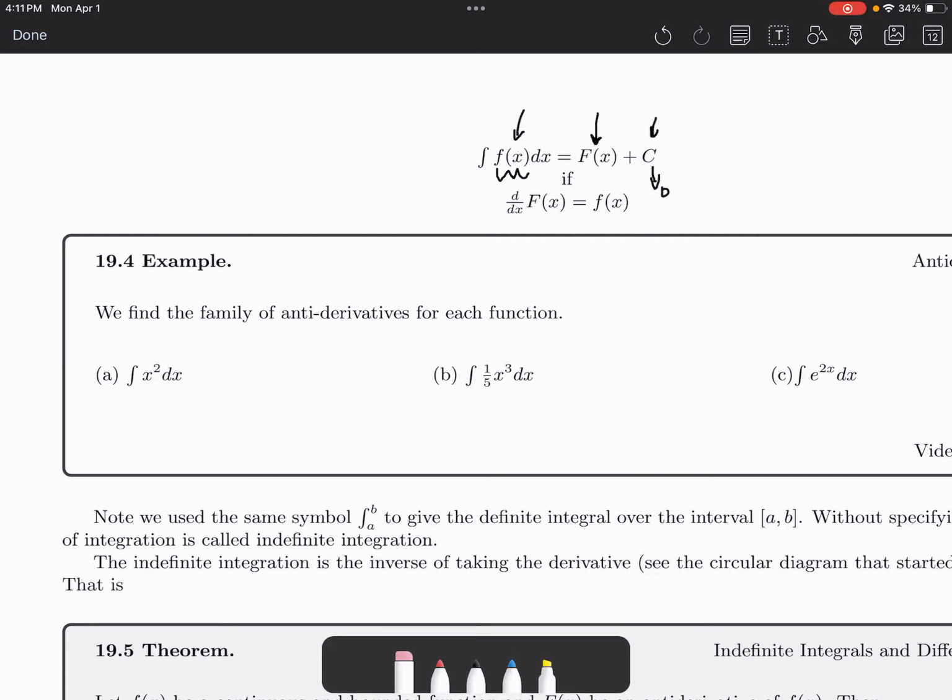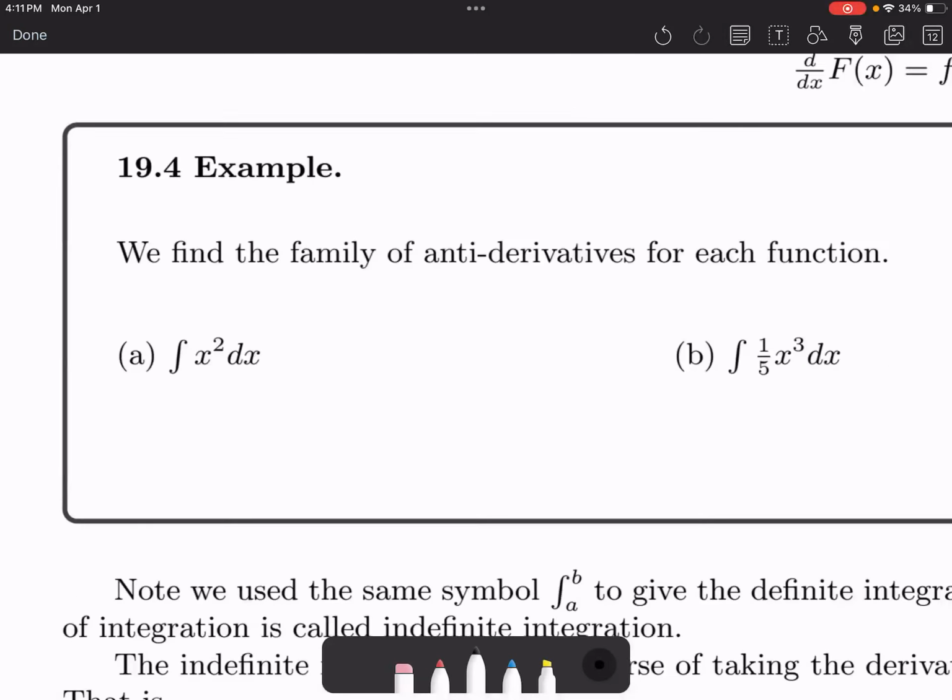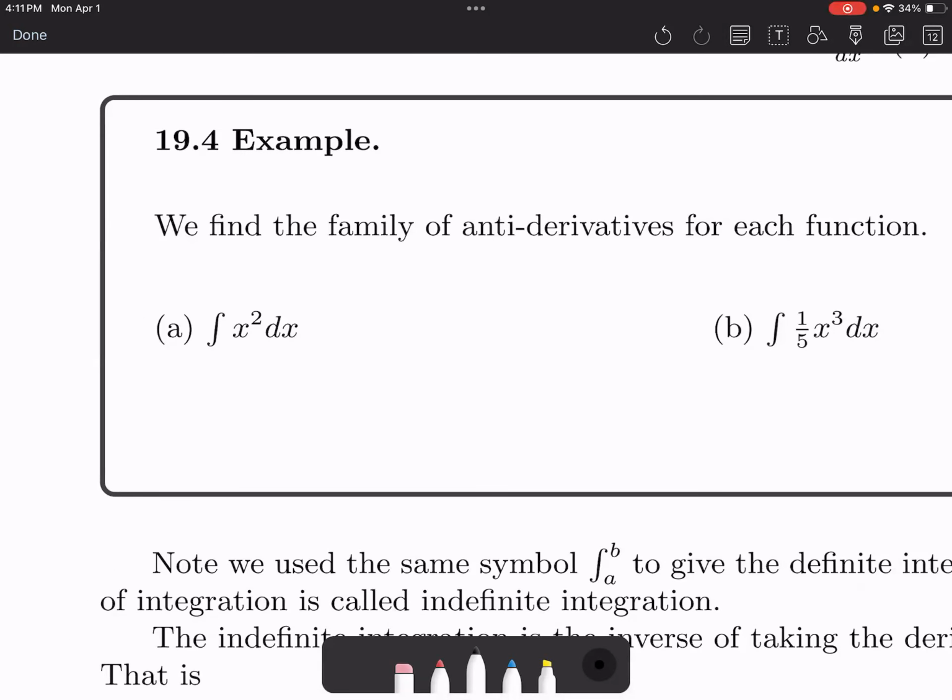So if we shift a function up and down, it doesn't change the derivative. So this right here is the family of antiderivatives. Let's see what we mean. If I want to find the general antiderivative of x squared, I'm looking for the function which differentiates to x squared. So our function should be x cubed with a 1/3 out front.